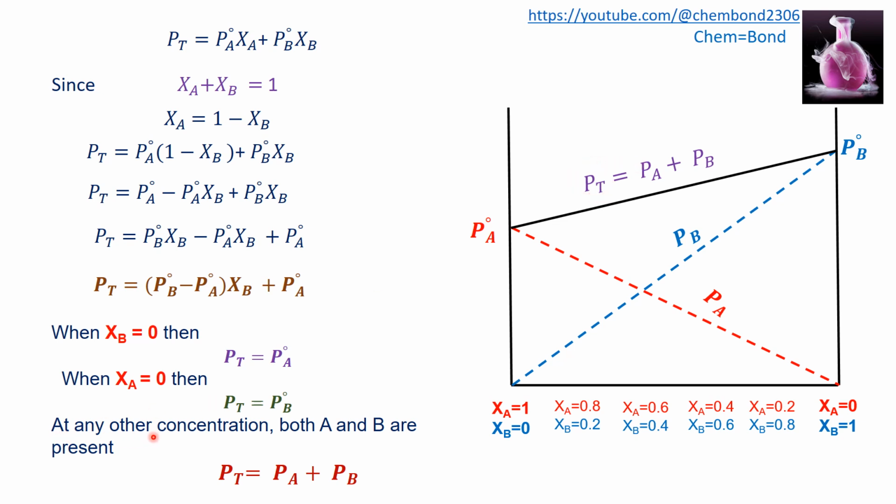So at any other concentration, both A and B are present. So PT is equal to PA plus PB. So in all these cases, both A and B are present. So in this case, PT will be equal to PA plus PB because here the solution is produced. While at the extreme position, either XA will be present or XB will be present. That is for pure component A and pure component B.